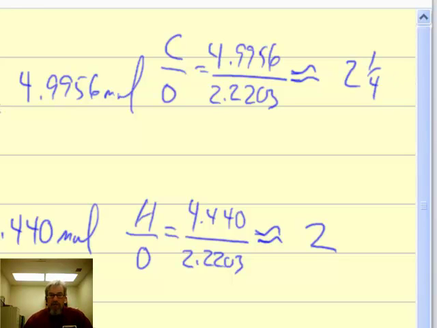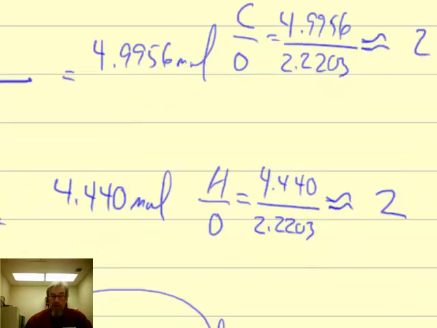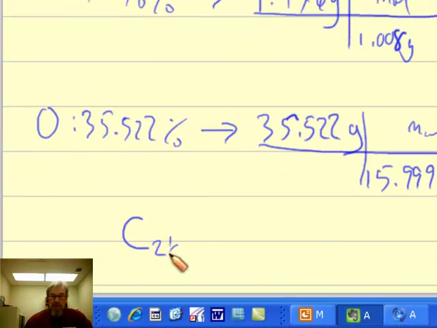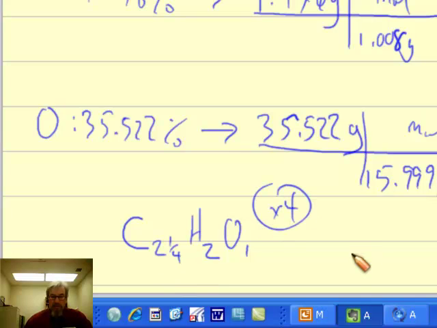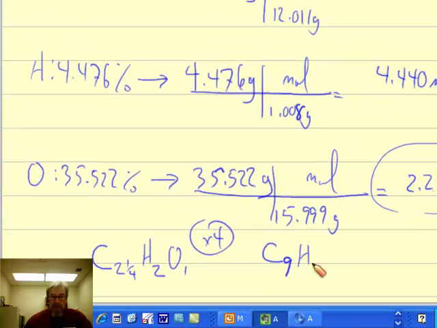So our formula, if we were allowed to have quarters, would be C2 1/4 H2 O1. But we can't have quarters. So we're going to multiply everything, all the subscripts, by 4 to get a formula that's in whole numbers. 2 1/4 multiplied by 4 would be 9. 2 multiplied by 4 would be 8, and 1 multiplied by 4 would be 4. So there's our empirical formula.